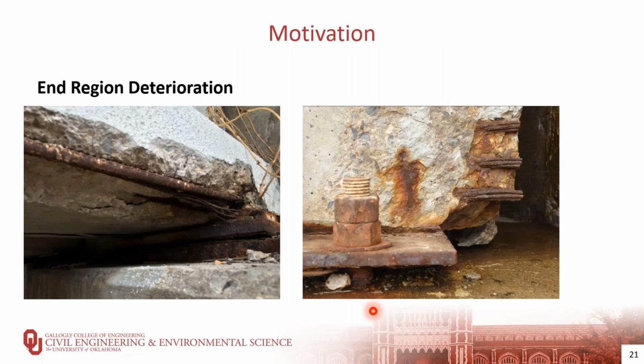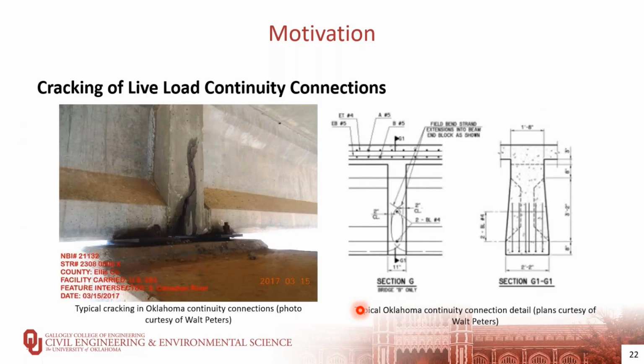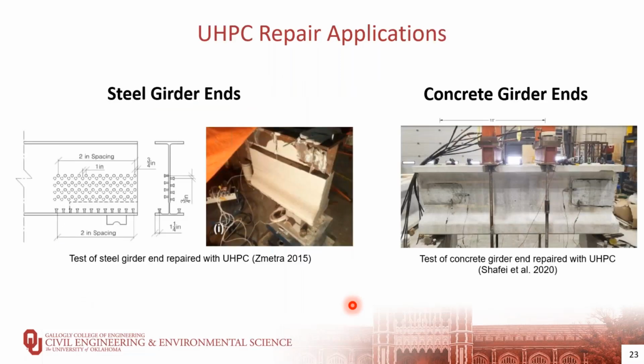In-joint or in-region deterioration, pre-stressed beams is also something we've seen a lot of in Oklahoma. And UHPC was seen as a potential option for repairing some of this in-region deterioration. Cracks in live load continuity connections is another issue where UHPC was considered to be an option for repair here in Oklahoma. And we've conducted research at Oklahoma on both of these applications that we don't have time to talk about today. UHPC has been used for other types of repairs in the literature, including for steel girder ends and concrete girder ends at other places across the country.